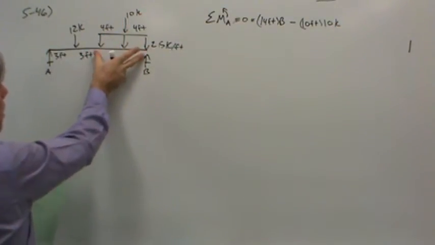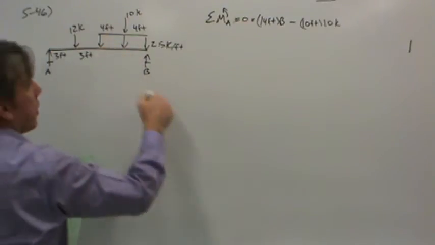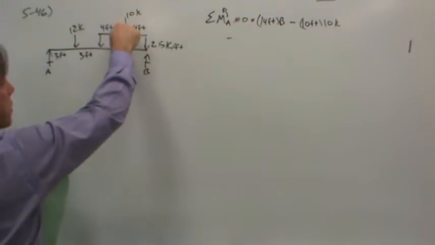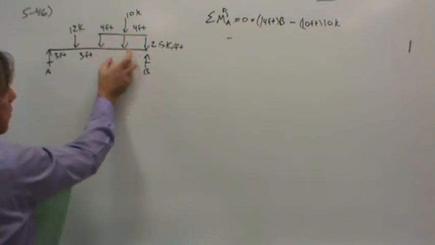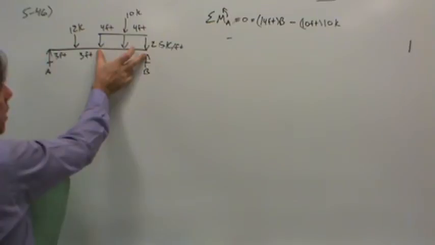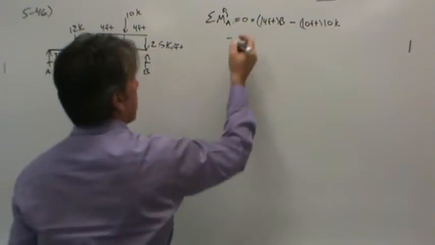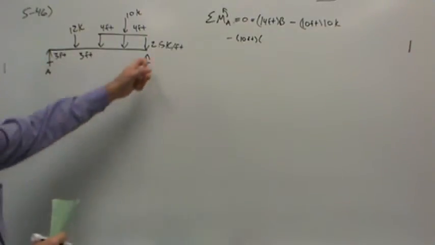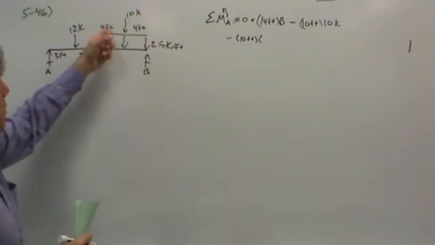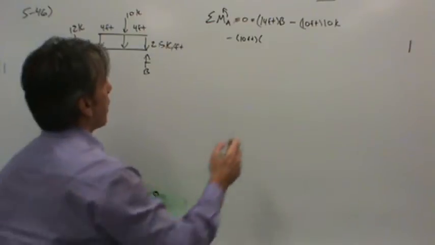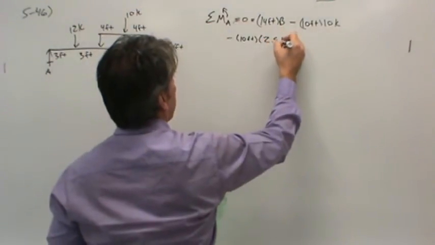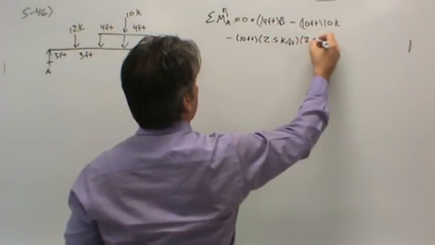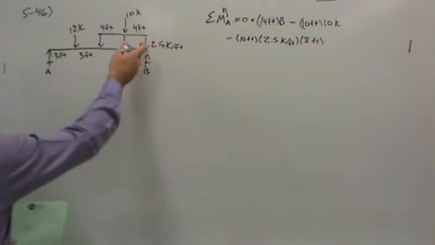What about this distributed load? Well, the distributed load is causing a negative moment. And what we really need to do is take the resultant. The resultant is going to act in the center of this distributed load since it's uniform. And so that's another 10 feet. But then the load is going to be 2.5 kips per foot times 8 feet worth of that load. So let's just write it that way. 2.5 K per foot multiplied by 8 feet. So there's the moment due to the distributed load.